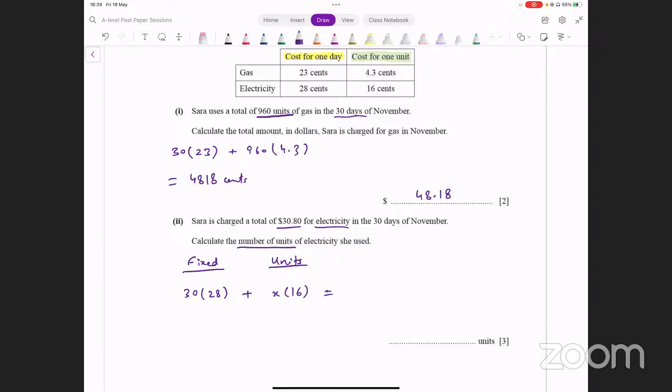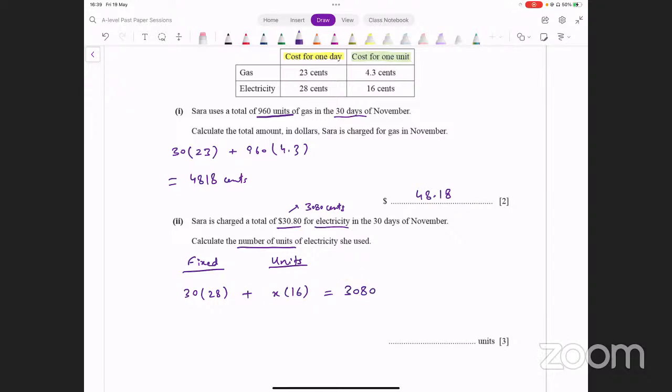Remember, these amounts that are given are in cents. और उसने जो टोटल बिल बताया आपको वो डॉलर्स के अंदर है, तो हमें सेम यूनिट करना है. तो हम इस डॉलर्स को अगर सेंट्स में कर लें, दिस इज 3080 cents. So the equation that we get from that is 30 into 28 plus 16x, that should equal 3080.